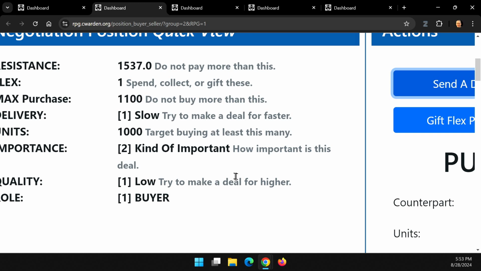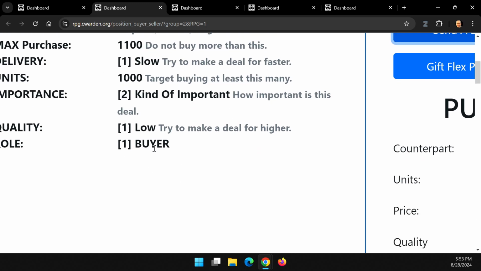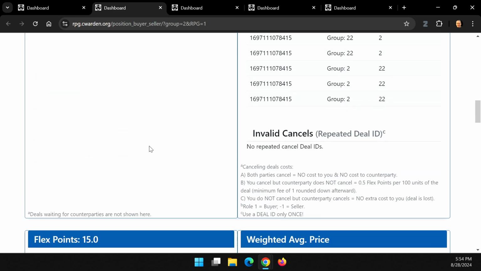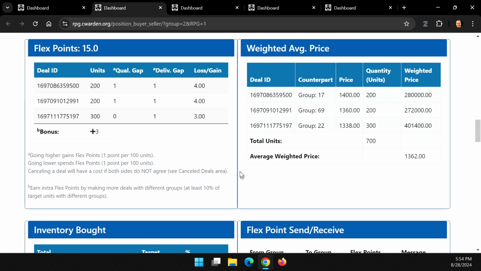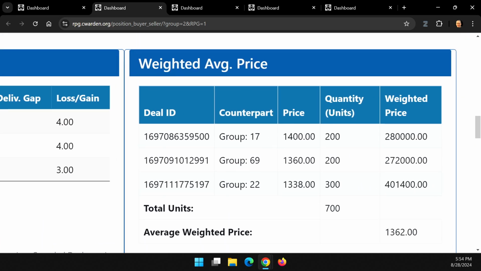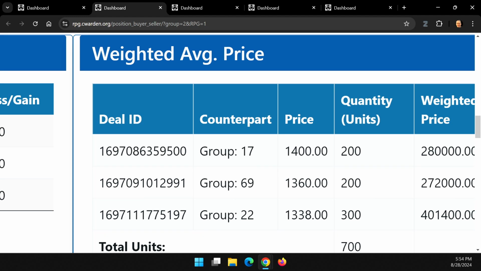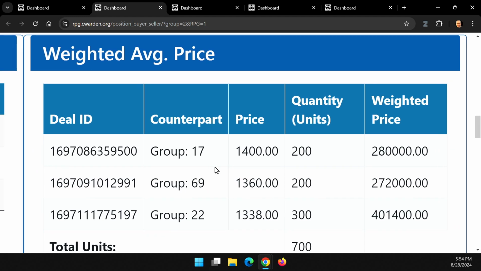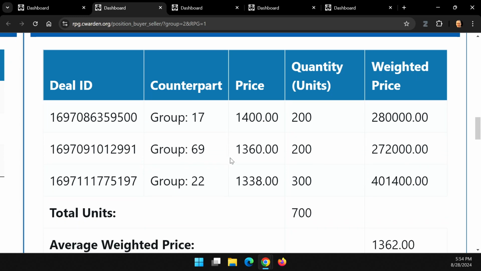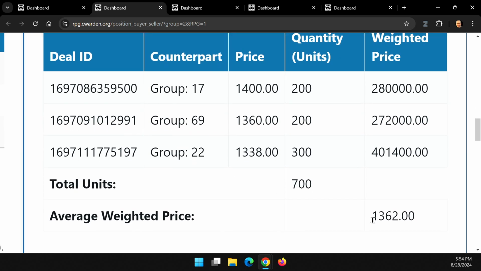Okay, so after they make some deals, what we can do is we can look at the prices of those deals. So we come down in our app to this section here called the weighted average price. So the weighted average price is the summary of the deals, all the deals you made. In this case, this group made 3 deals, and they add up the prices and the number of units, and you end up with your weighted average price. In this case, 1,362. Is that good? Is that a good price?